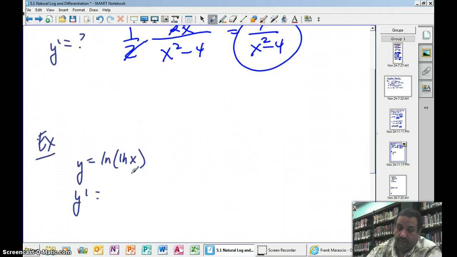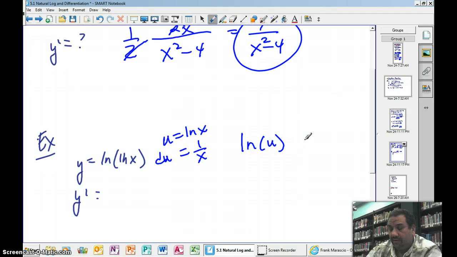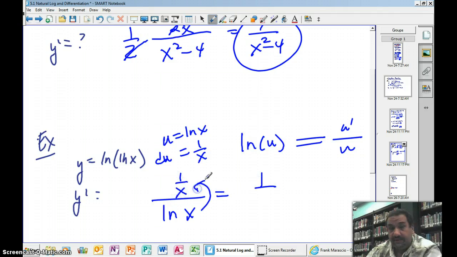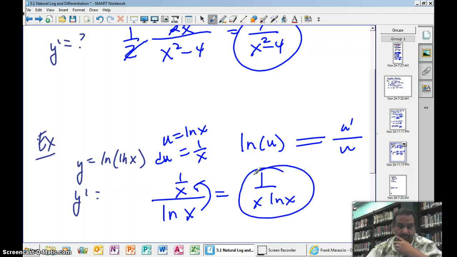Let's look at this one. Holy cow. I'm going to do probably a u substitution here. All right, I'm going to say u equals the natural log of x, and u prime or du equals 1 over x. So I am going to do the natural log of u. The derivative of natural log of u is u prime over u. So u is ln of x, u prime is 1 over x. So this turns out to be, you join with your friends, and this becomes 1 over x ln of x. Good? Questions?